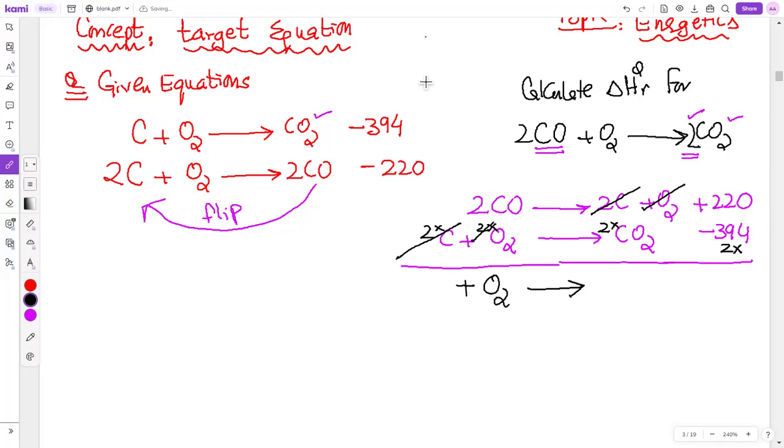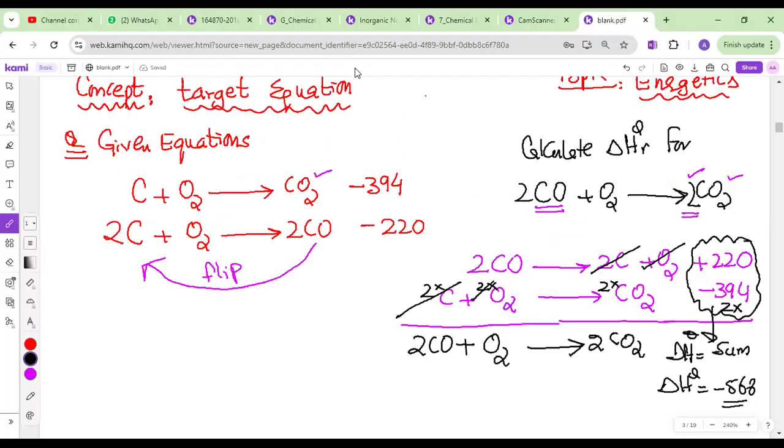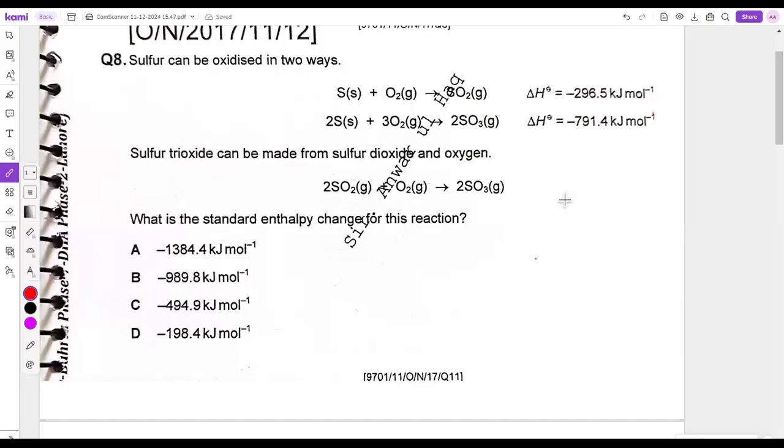What are you left with on the left-hand side? 2 moles of carbon monoxide. Okay? What are you left with on the right-hand side? 2 moles of carbon dioxide. So the enthalpy change will be the sum of all these values. सबको sum कर लो, so this will be the enthalpy change: minus 568. Whatever it is, that is the answer. So this is how you deal with given equations to take out the required equation, and then the energy change will be taken out accordingly. Right? अच्छा, अब मुझे क्वेश्चन भेजे थे अकॉर्डिंगली.